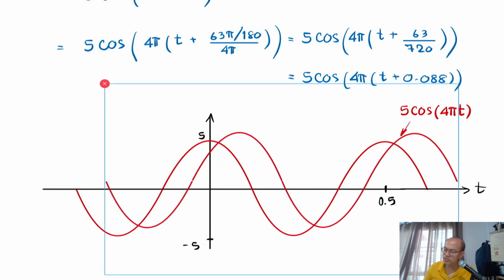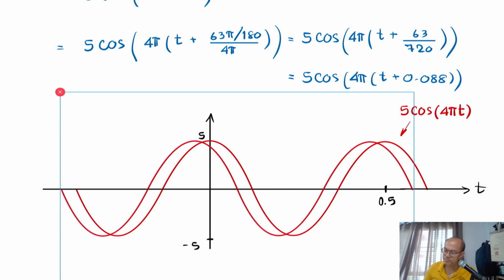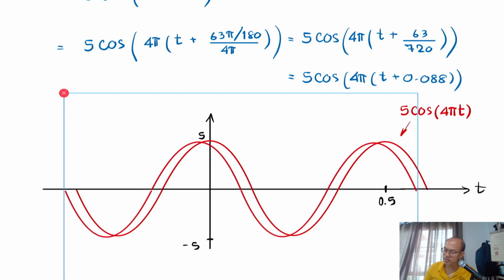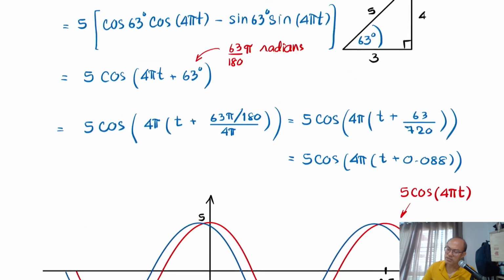And you know that you have to shift it to the left, right? So here by 0.088, so it's about 0.1. So this color, let's make it blue color. Size, can we change the size? So the blue one is the graph of x.